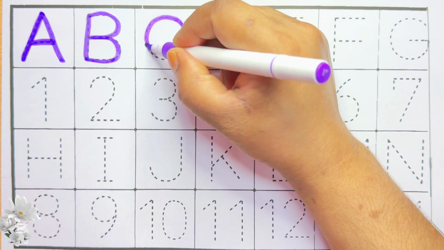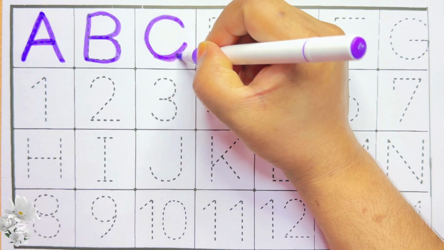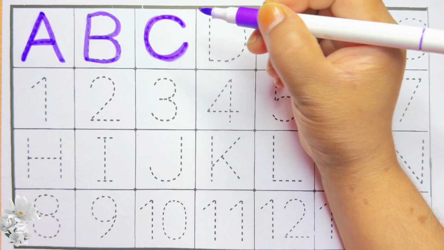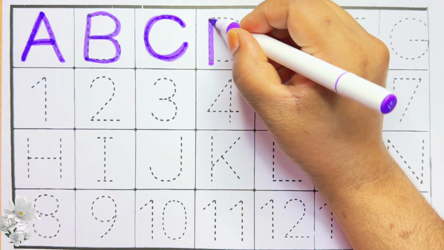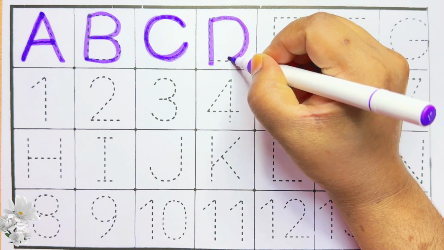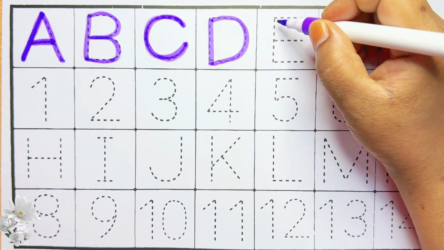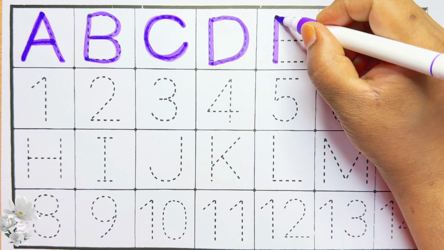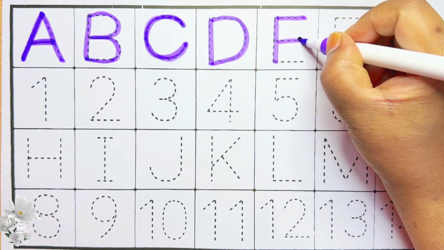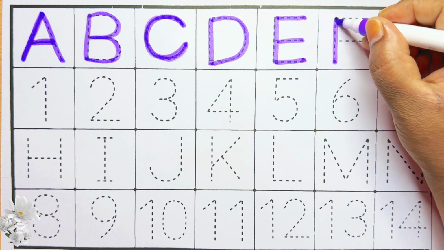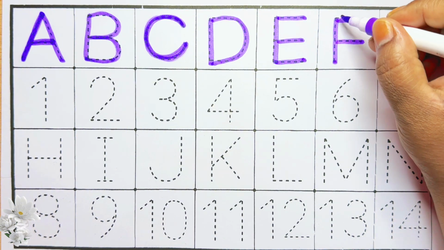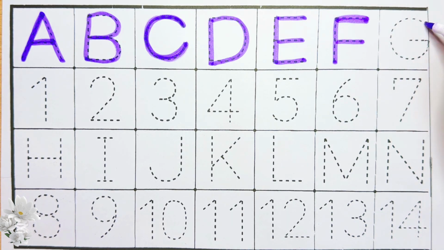Alphabet C for candy. D for door. E for elephant. F for forest. G for girl.